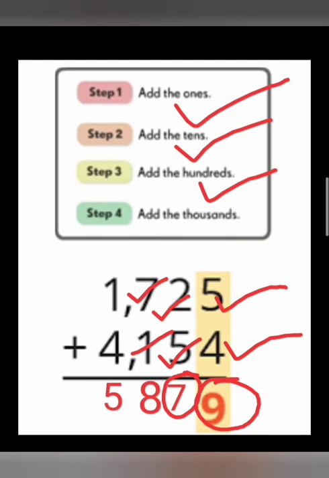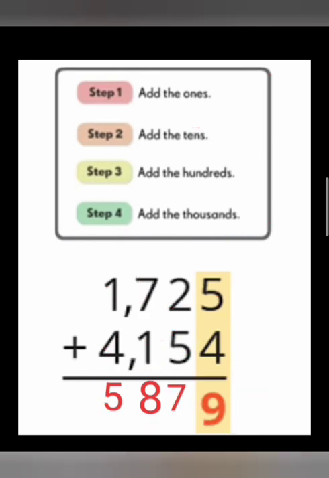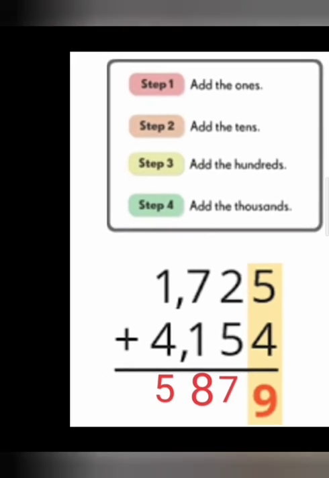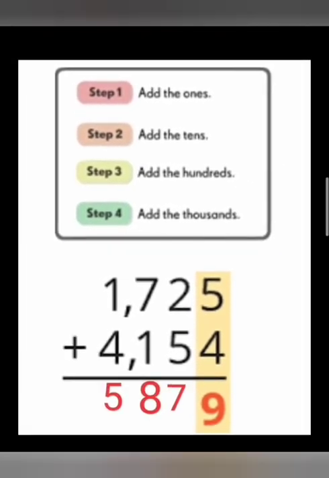And finally, add the numbers given in the thousands place. 1 and 4, and it gives you a 5. So the final answer is 5879.